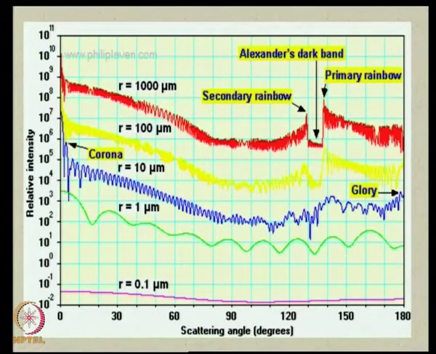This is from a wonderful website called www.philipavon.com, which discusses many optical phenomena.